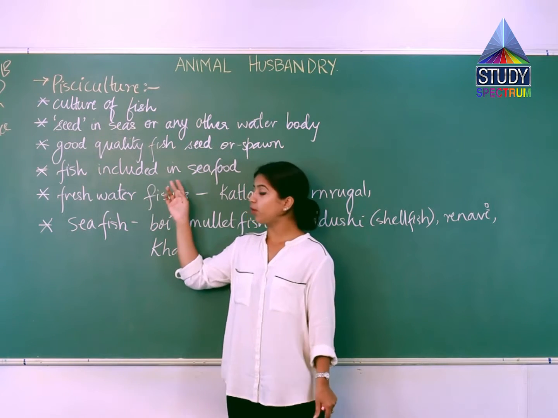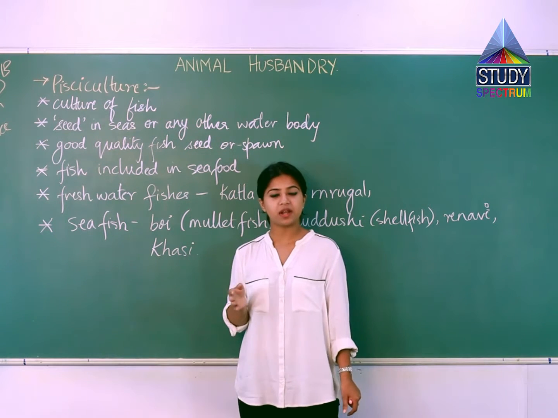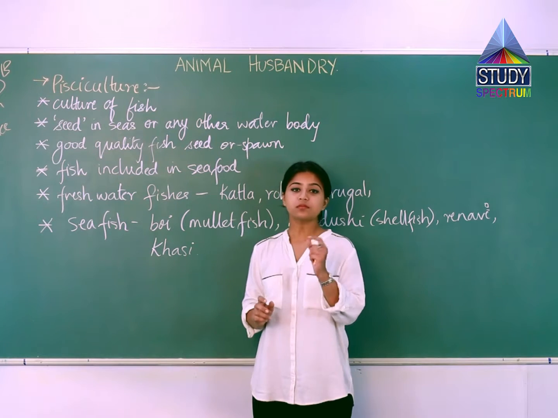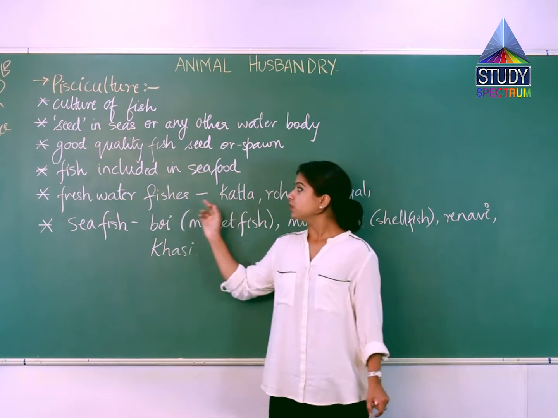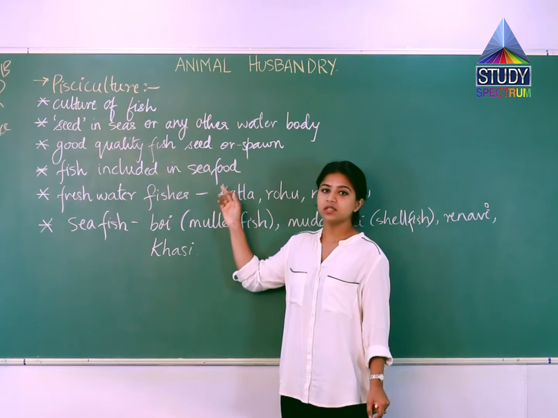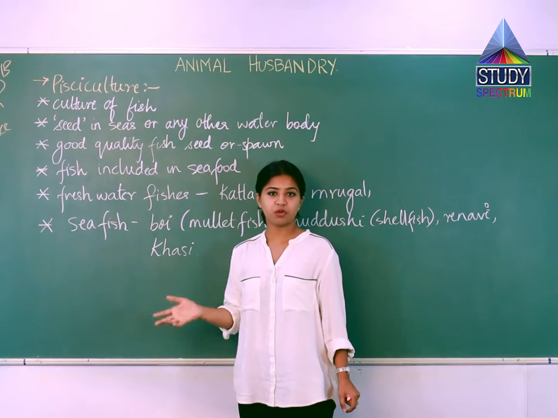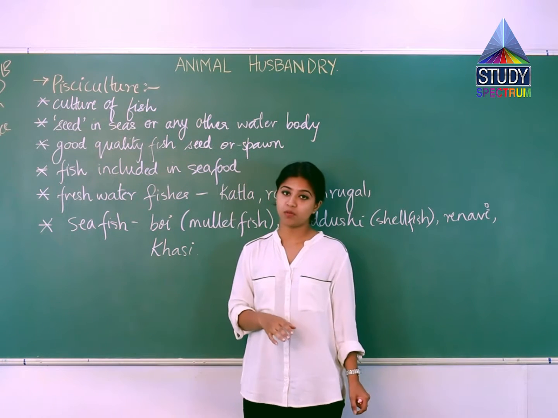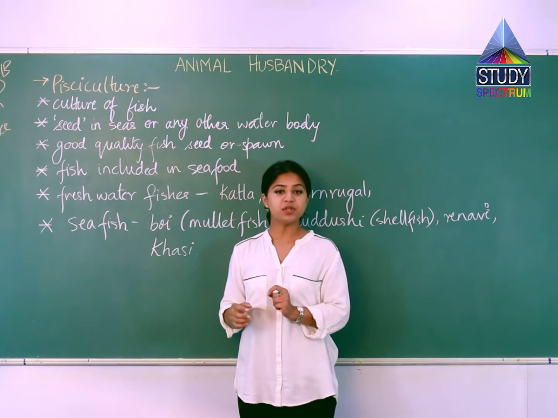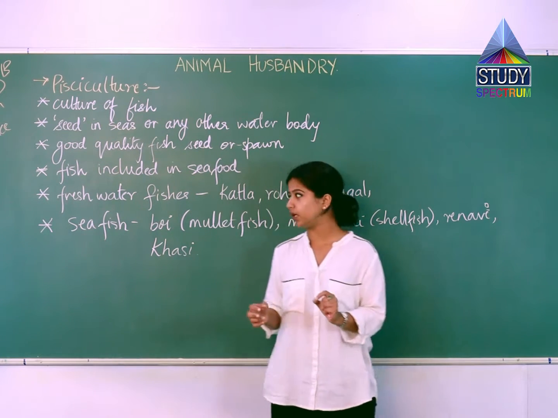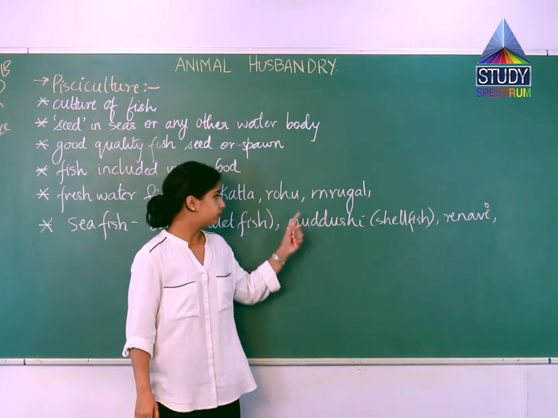So the government provides good quality spawn or fish seed to meet this variety of the fishes that are consumed over the while. Also, the fish includes in the seafood list. Now we know that there are freshwater fishes that we consume, also the seawater fish or the salty water fish that we consume. So the basic examples of freshwater fish are going to be katla, rohu or mrugal.